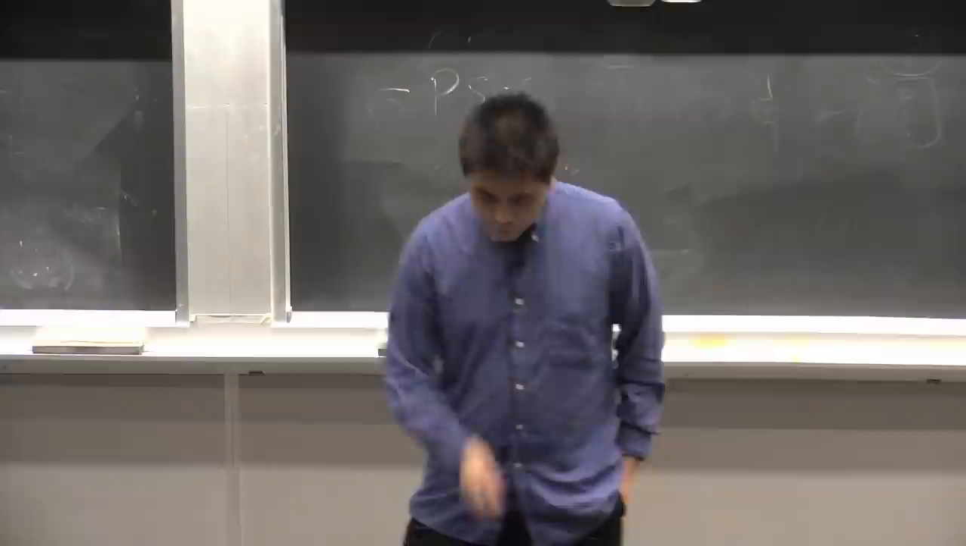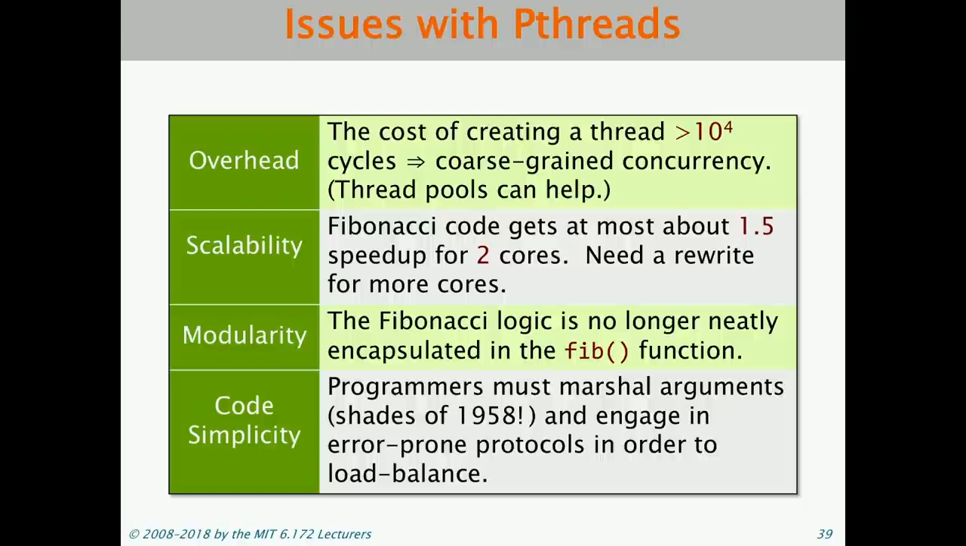So some of the issues with pthreads are shown on this slide here. There's a high overhead to creating a thread. Creating a thread typically takes over 10 to the 4th cycles. And this leads to very coarse-grained concurrency, because your tasks have to do a lot of work in order to amortize the cost of creating that thread.